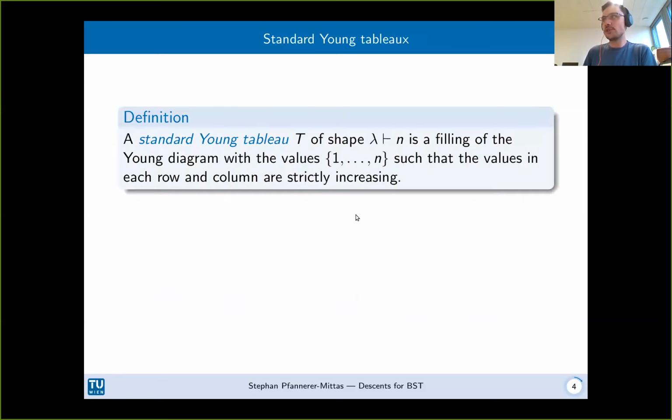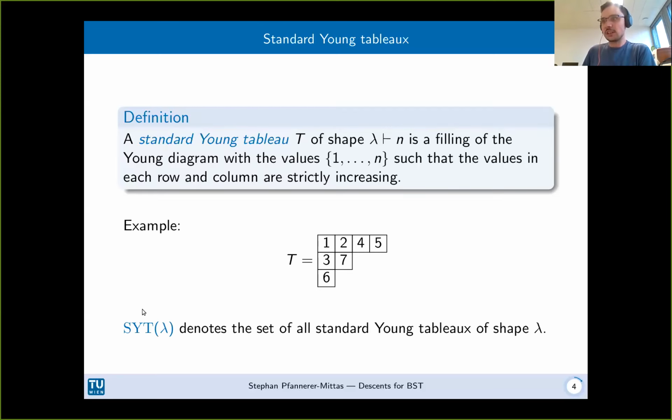Now we come to our first tableau, which are the standard Young tableau. I guess many people here in the audience know it, but I will define it anyway. So we take our Young diagram and we fill it with the values from 1 up to n, each one occurring exactly once, so that the values in the rows and in the columns are increasing. So as we can see here, if I go from left to right, the values are increasing, and if I go from bottom to top, the values are also increasing. And if we want to talk about all standard Young tableau of a given shape, then this is the SYT of Lambda.